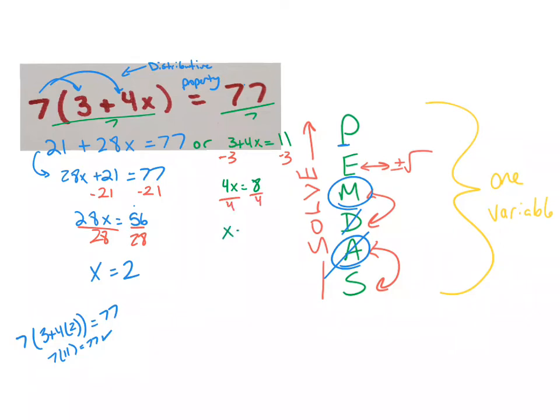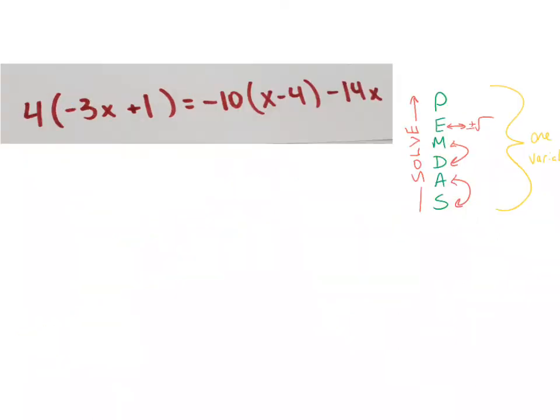So I end up with x equals 2, just like we already found out. So look, it didn't matter which way we did it. They took us to the same spot. So pretty simple. So this one's a little bit more difficult because there's a bunch of parentheses going on.